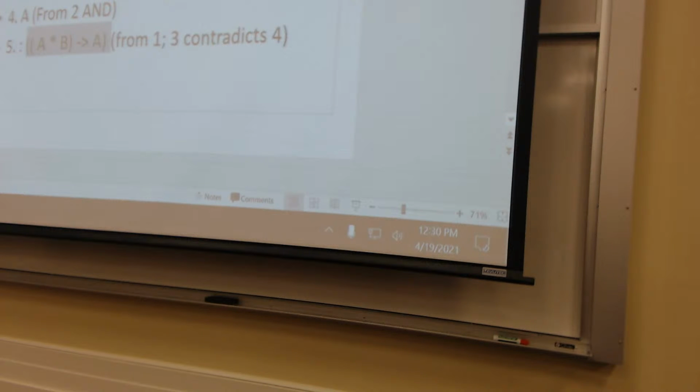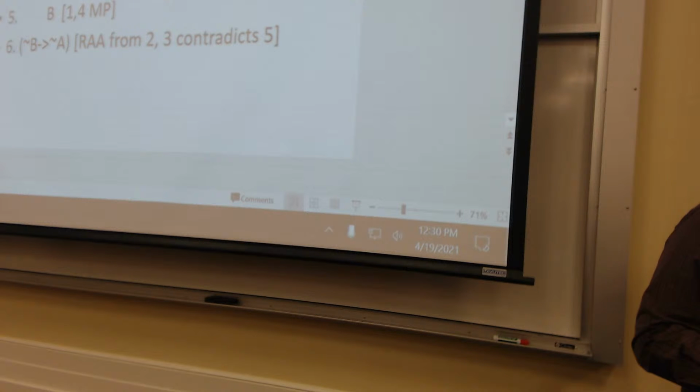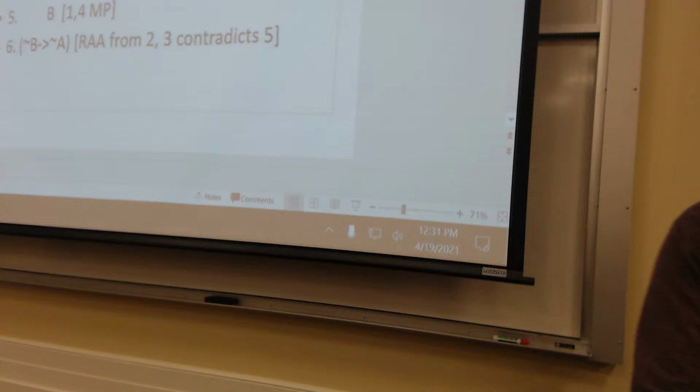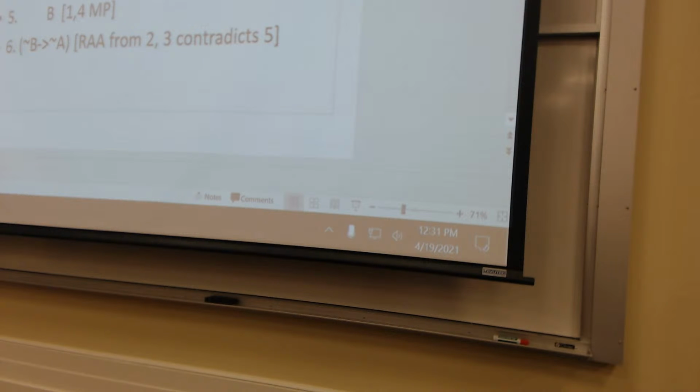All right, let's do another one together. Let's prove from if A then B that if not B, then not A. All right, so we're given if A then B. Step one is to assume the opposite of the intended conclusion. So instead of if not B, then not A, we add an extra negation outside the parenthesis.